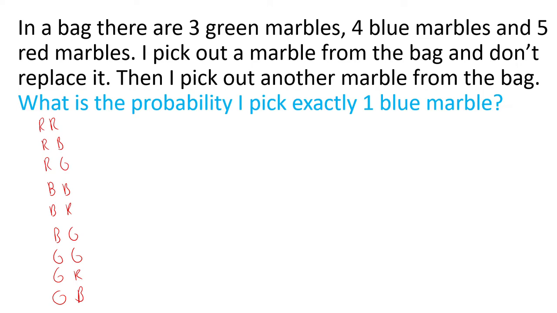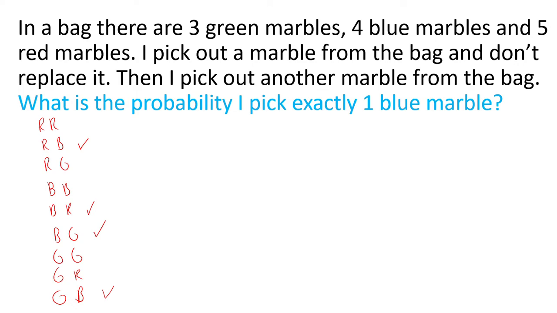Okay, now of those combinations, which one does blue appear exactly once in? So it appears in the red and blue scenario. It doesn't appear in the blue and blue scenario because that's 2 blues. It appears in blue and red, blue and green, and green and blue. So they're the 4 scenarios where blue appears exactly 1 time. So let's figure out the probability of each one of those happening.